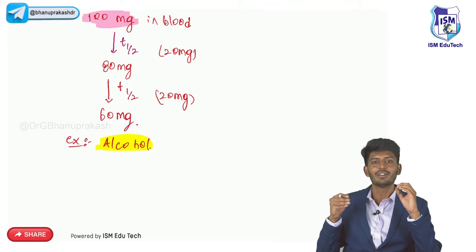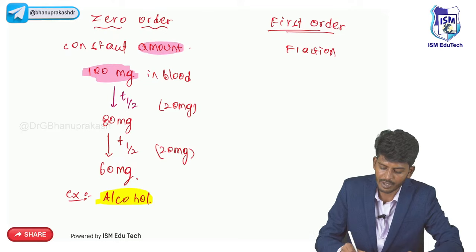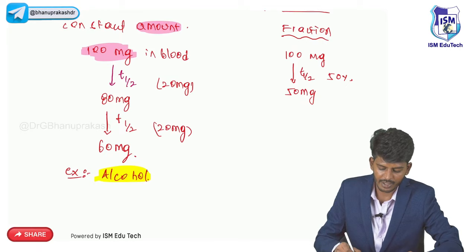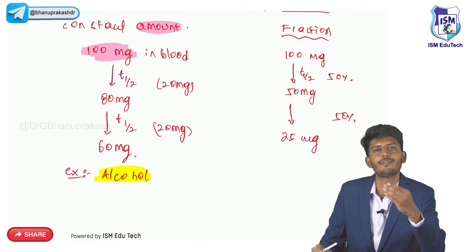Now, first order kinetics. In first order kinetics, what happens here? A constant fraction of the drug is eliminated. Here, for example, 100 mg of the drug is there. After 1 T half, it will become 50 mg. Now, if you notice here, what happened? 50% of the drug is removed. Now, the next 1 T half will occur, it will become 25 mg. So, what happened here again? 50% of the drug is being removed. So, whenever a fixed percentage of the drug is eliminated, that will be your first order kinetics.